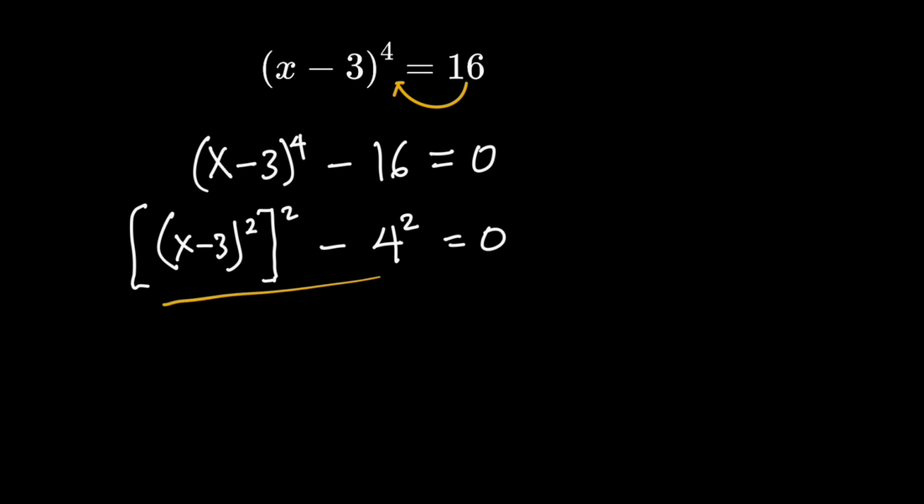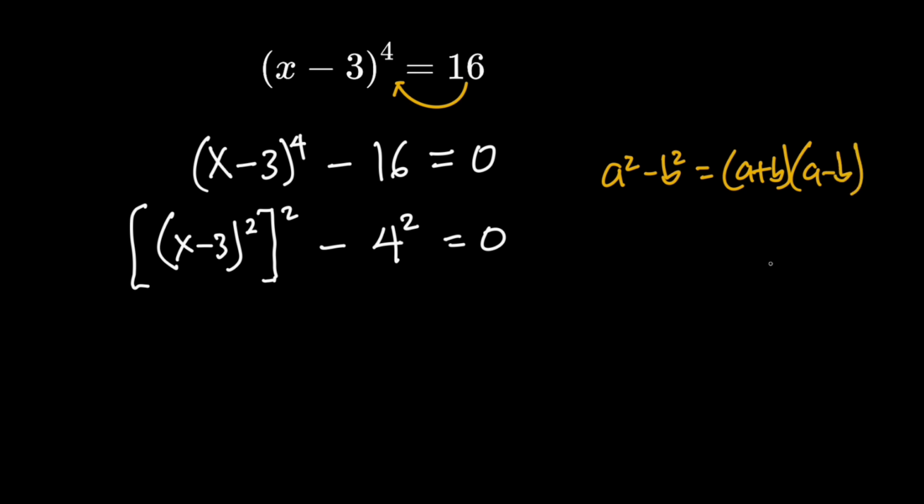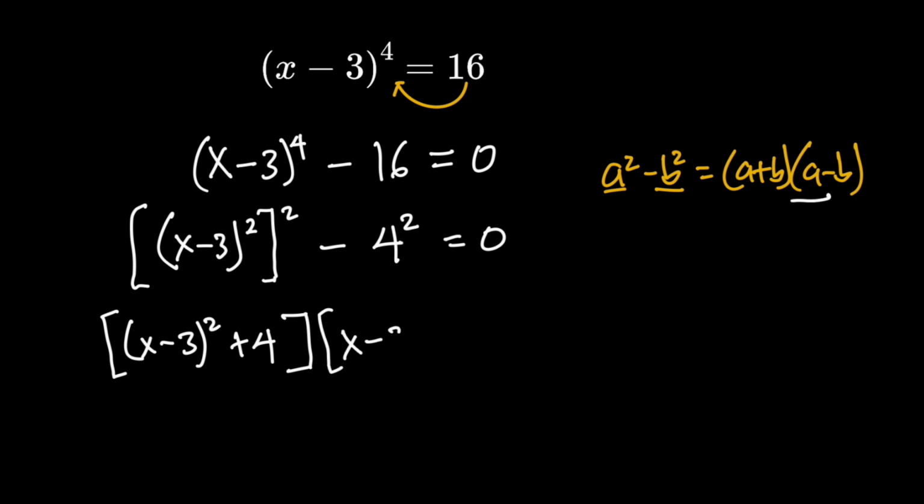Just as we know, the left hand side of this equation is of the form a squared minus b squared, which can be expressed as (a + b)(a - b). Now a is the whole of (x - 3)^2, and b is this 4. So we can express this as (x - 3)^2 + 4, and then we also have a minus b, which is (x - 3)^2 - 4, and this is equal to 0.